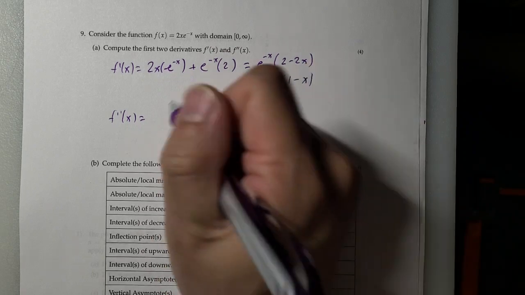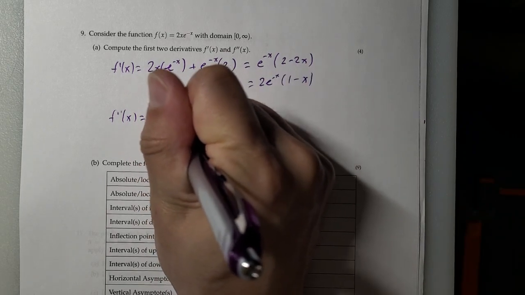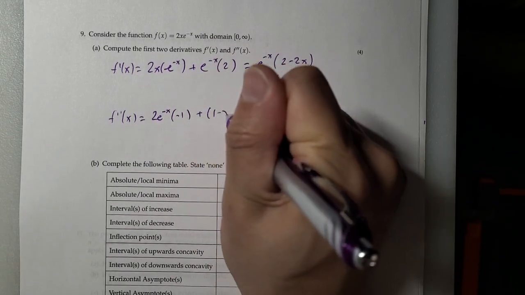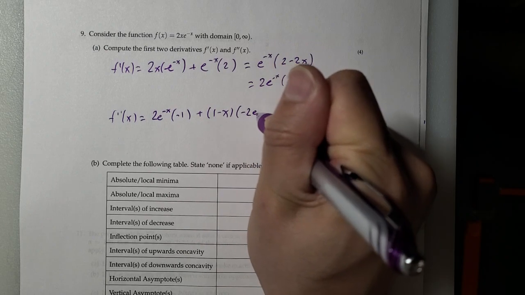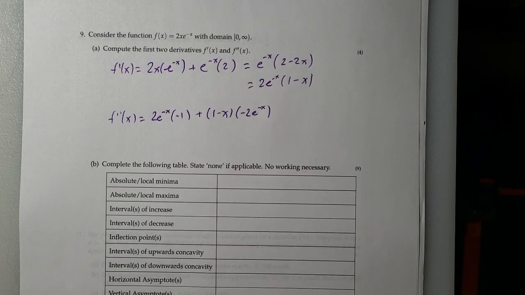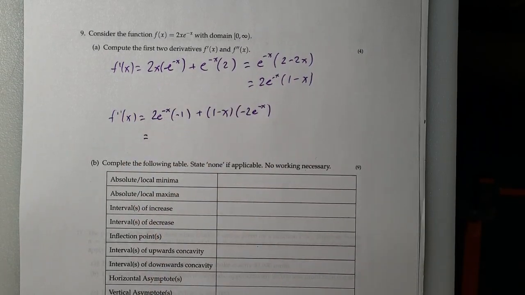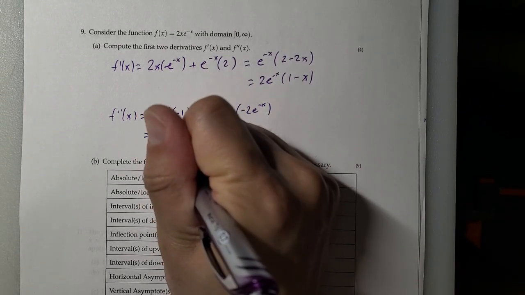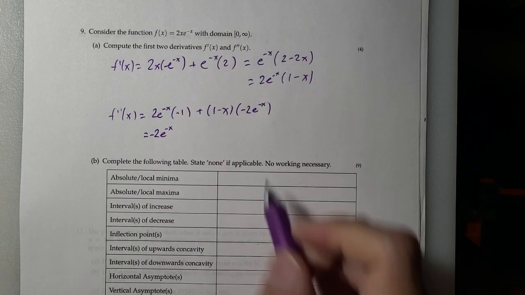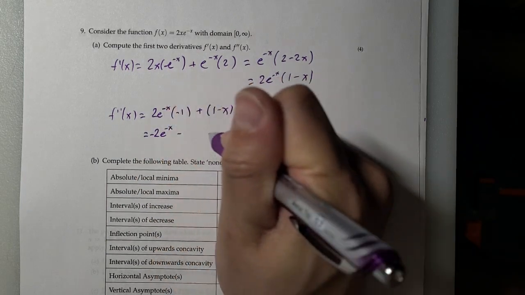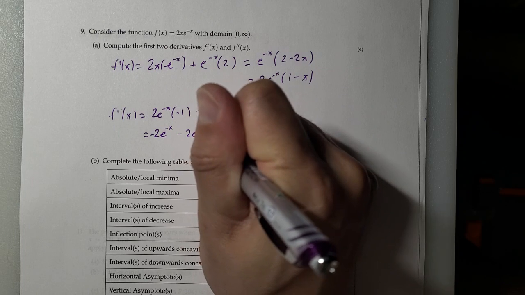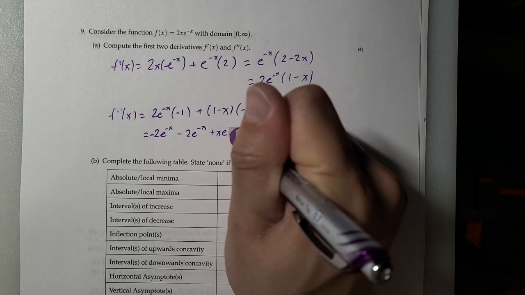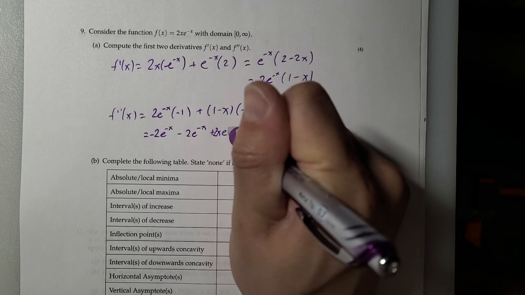For f double prime x, we need the derivative of this guy. Again, first d second plus second d first. First d second, that's just minus 1, plus second d first, that's minus 2e to the minus x. We can once again factor, but let's distribute first to see what's going on. Minus 2e to the minus x plus 2x e to the minus x.